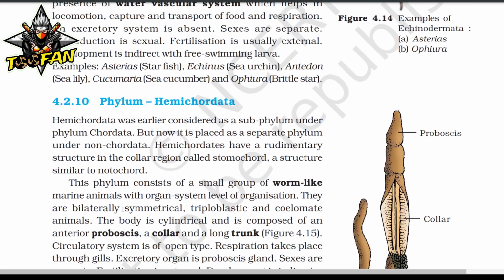Phylum Hemichordata. Hemichordata was earlier considered as a subphylum under phylum Chordata, but now it is placed as a separate phylum under non-Chordata. Hemichordata have a rudimentary structure in the collar region called stomochord, a structure similar to notochord. This phylum consists of a small group of worm-like marine animals with organ system level of organization. They are bilaterally symmetrical, triploblastic, and coelomate animals. The body is cylindrical and is composed of an anterior proboscis, a collar, and long trunk.